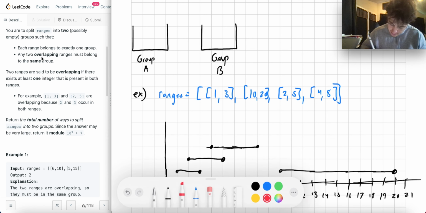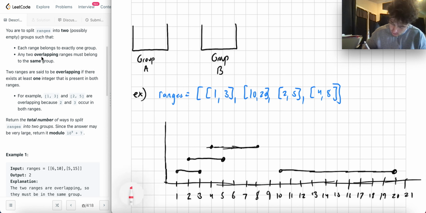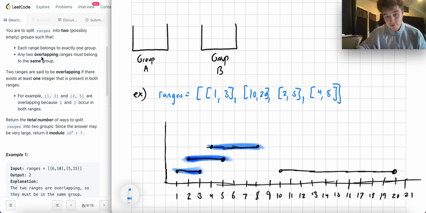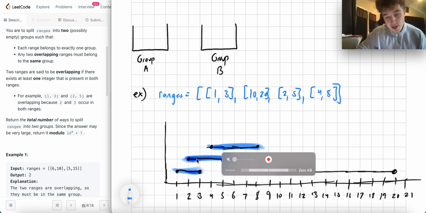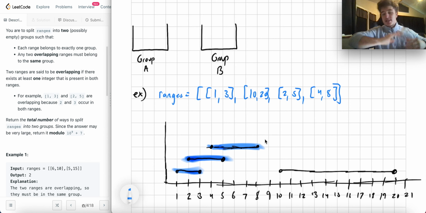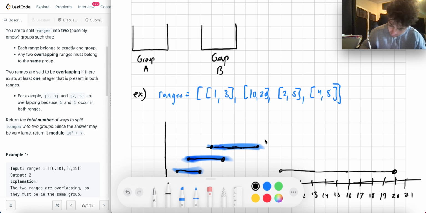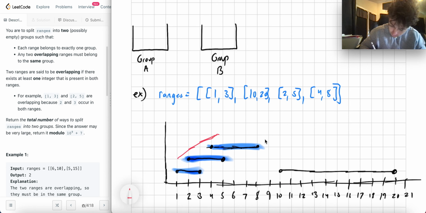So you'll notice here, right, that these two overlap at these points. So they're a part of the same bundle. And these two overlap here. So they also have to be part of the same bundle. So even though 1 to 3 and 4 to 8 don't overlap, they share a component with which they both overlap. So technically they all have to be a part of the same bundle, right? So this would be one bundle here.